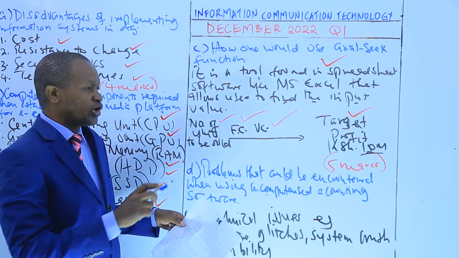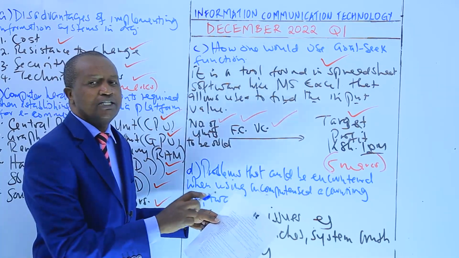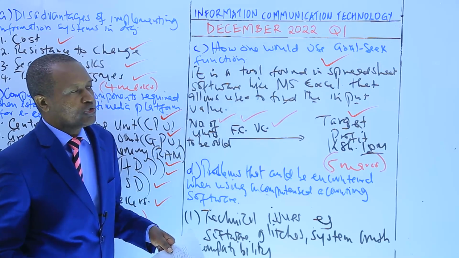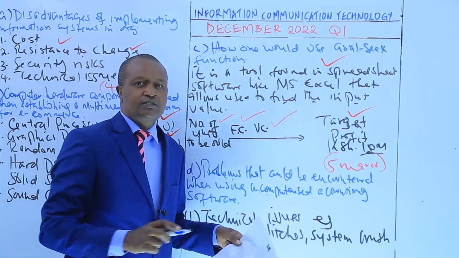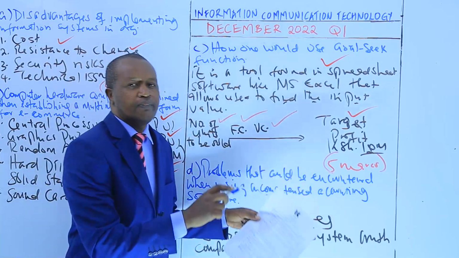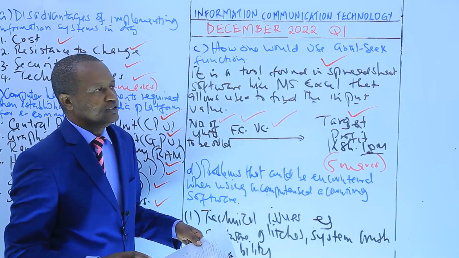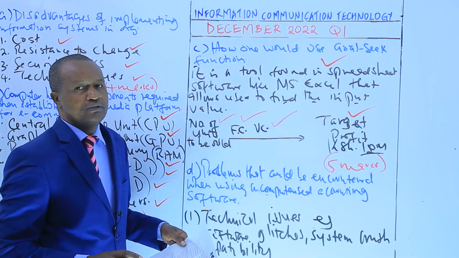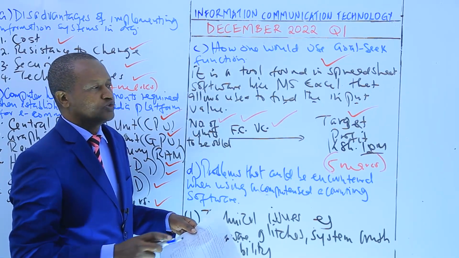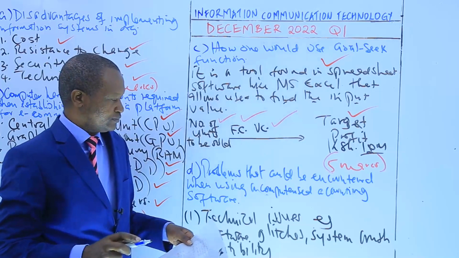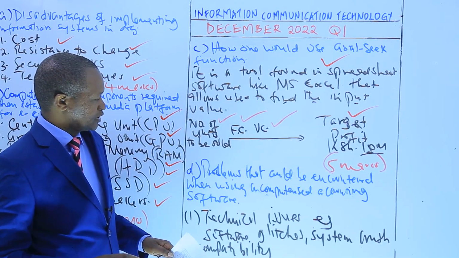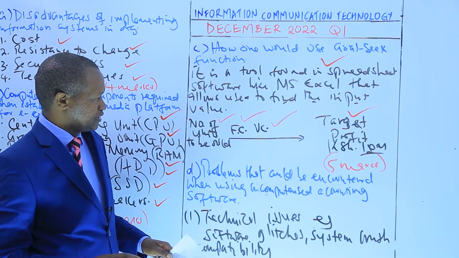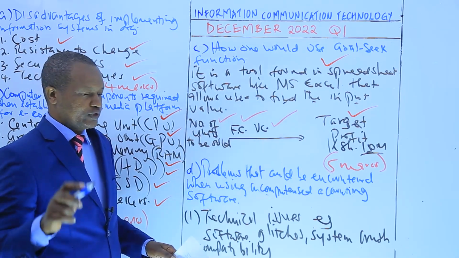We are talking of compatibility issues, to do with compatibility with other systems or other software, or even problems with troubleshooting to resolve issues. So that's the first problem that one can encounter when using a computerized accounting software.